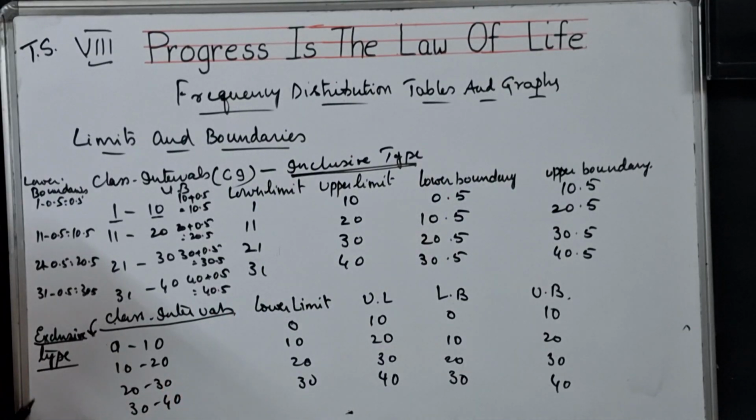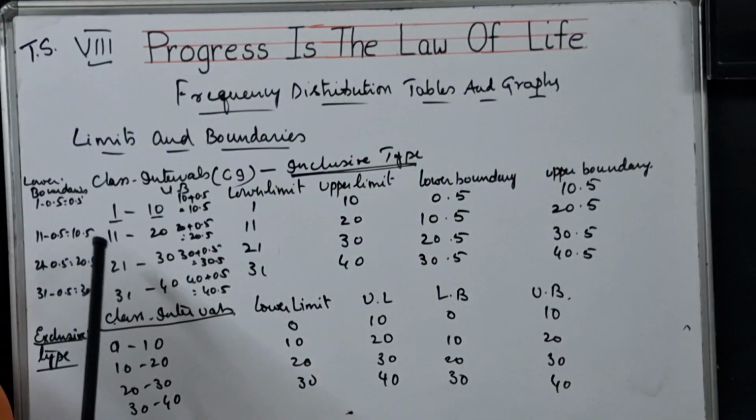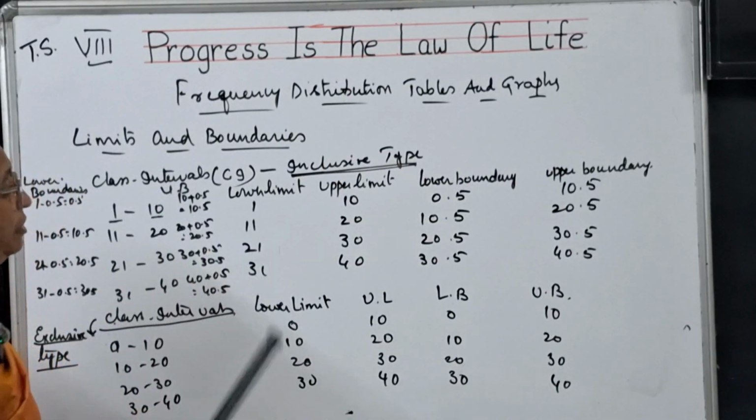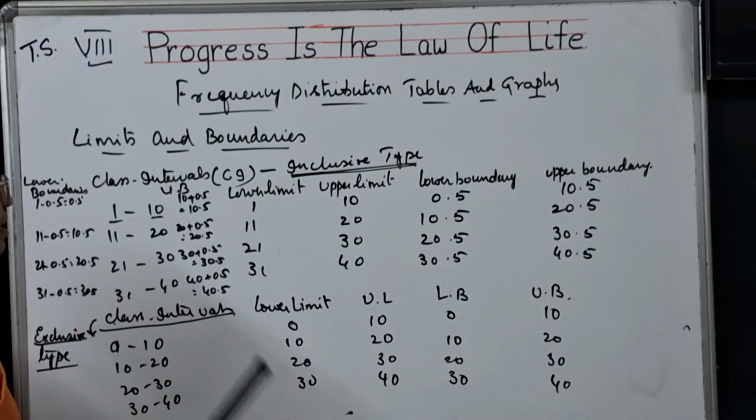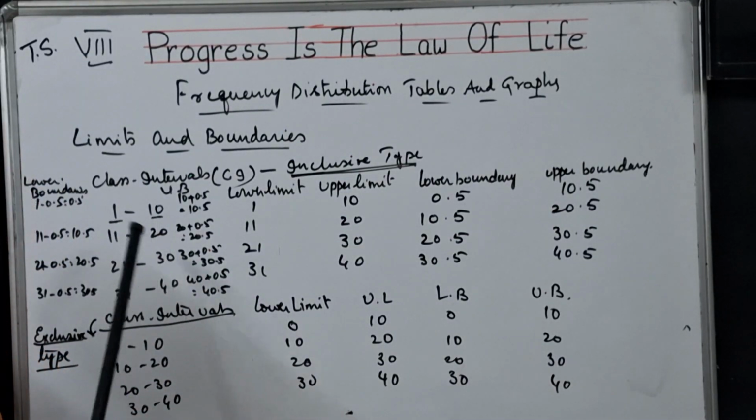And usually the easiest method of finding boundaries is what? You have to subtract 0.5 from the lower limit and add 0.5 to the upper limit. In fact, it is actually the mean of these two, but that is a little bit lengthy calculation. Mathematically this is the average of 10 and 11, but while doing the sum, the easiest way to solve it is just add 0.5 to the upper limit, subtract 0.5 from the lower limit. That is the easiest clue I am giving to you.